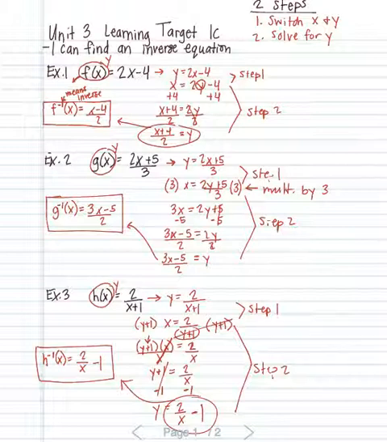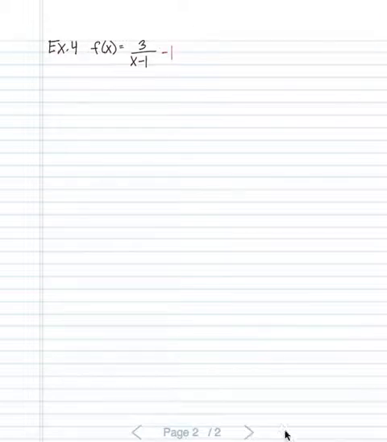Alright, so example 3 looks like f of x equals 3 over x minus 1. And then there's an extra minus 1 on the end. So first thing, if we want to rewrite it as y equals 3 over x minus 1, that might help some people. First step, switch our x and our y. So we're going to say x equals 3 over y minus 1 minus 1.